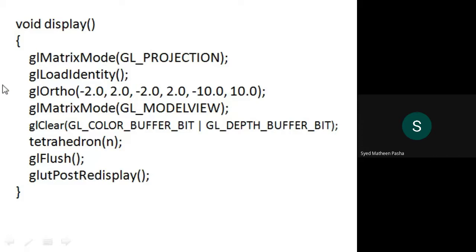The display function should be of orthographic type, so I'll be defining glOrtho with parameters like right, left, top, bottom with respect to that particular polygon. Then again, I'll be defining glMatrixMode here to specify the model by giving GL_MODELVIEW. Now I'll clear the buffer by again passing the color buffer bit as well as the depth buffer bit. Then as I want to draw a tetrahedron in your output, I should call a separate function called the tetrahedron function.